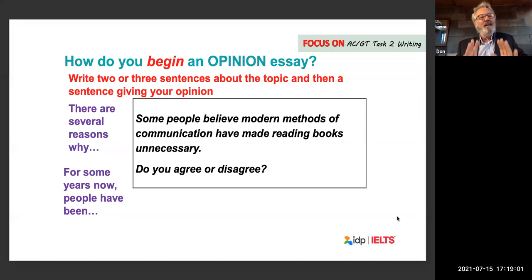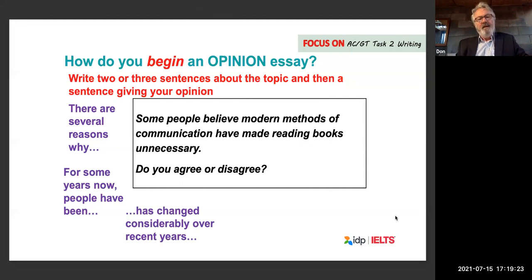These are good ways to start because they are telling the reader, this is what we're going to talk about now. We're talking about modern technology. We're talking about its effect on reading. And I am putting it in context. I'm saying there are several reasons. This has been happening for some years, etc. I might talk about reading habits have changed considerably over recent years.